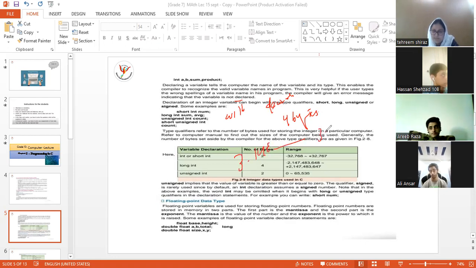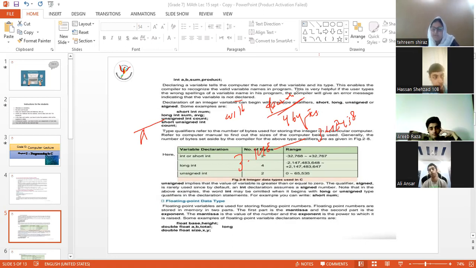Their range is 3.4E minus 38 up till 3.4E plus 38. Now the example of a float variable is 3.1427, whatever the number is in decimal. We take the float variables, right? Float data type.